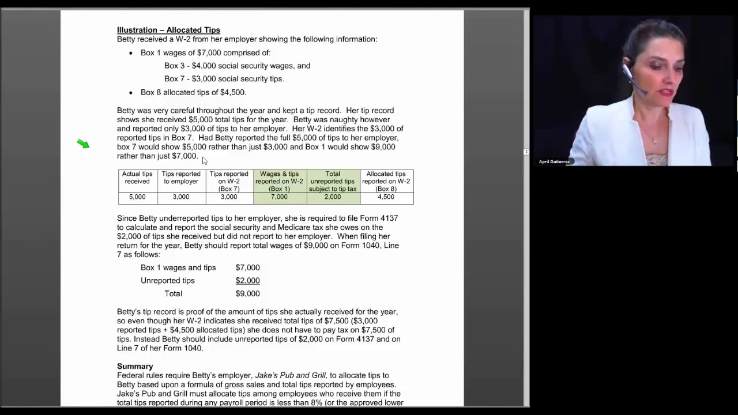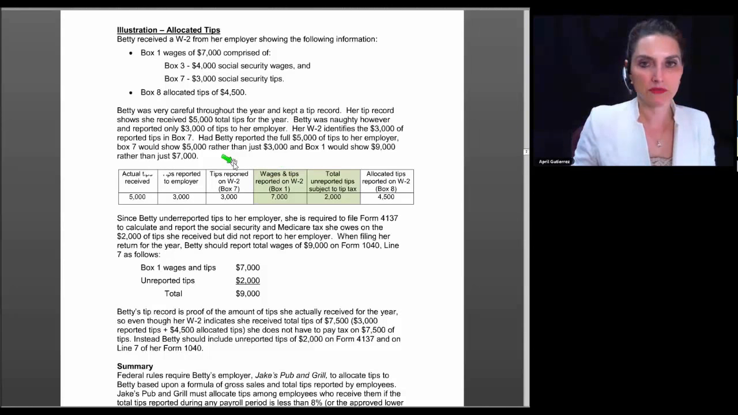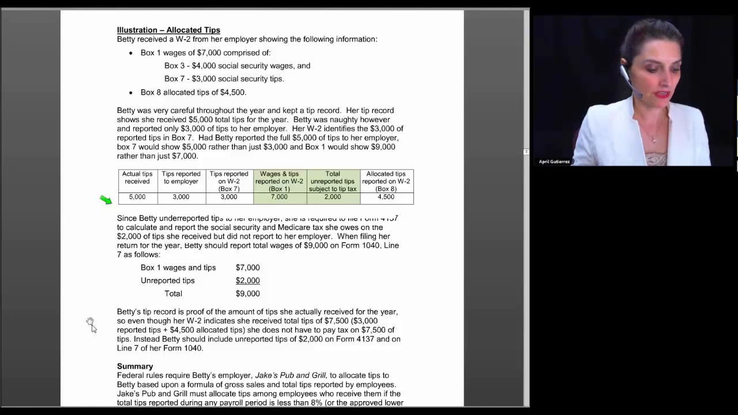So she's received this W-2 from her employer showing Box 1, $7,000, and Box 7 tips reported of $3,000, but her tip log shows she actually received $5,000 of tips, and Box 8 of the W-2 is showing she received $4,500 of allocated tips. As far as the allocation is concerned, you're really taking the $4,500 of allocated tips and adding those to $3,000, and the argument is therefore being posed that the true amount of tips you received for the year is $7,500, when in fact the actual amount of tips received is only $5,000. So we're going to need to do some fancy footwork with Betty's tax return to figure out how much additional tax she's going to owe because of these unreported tips.